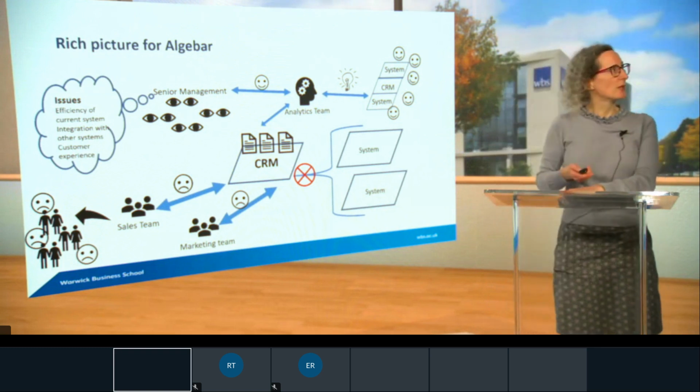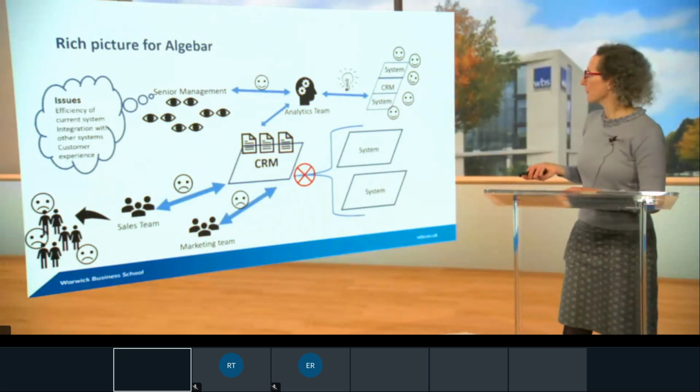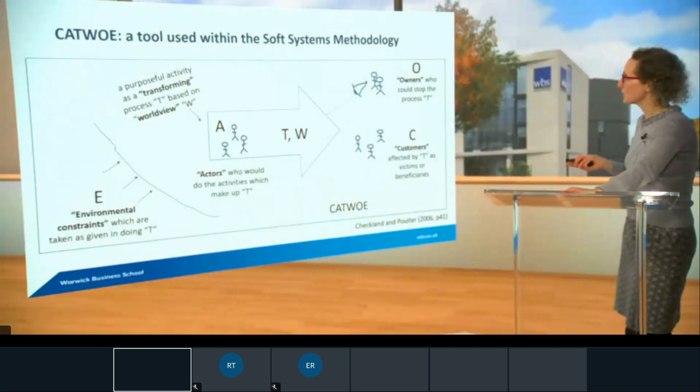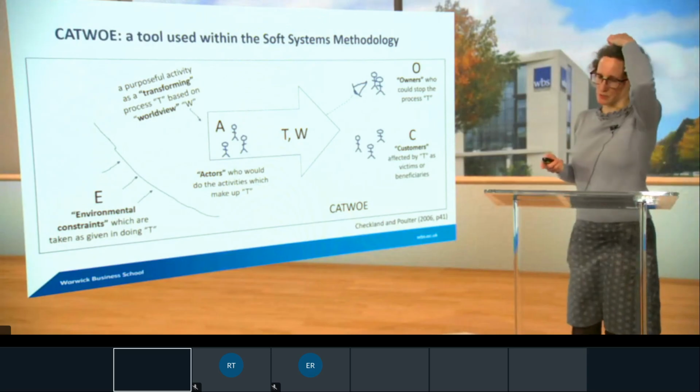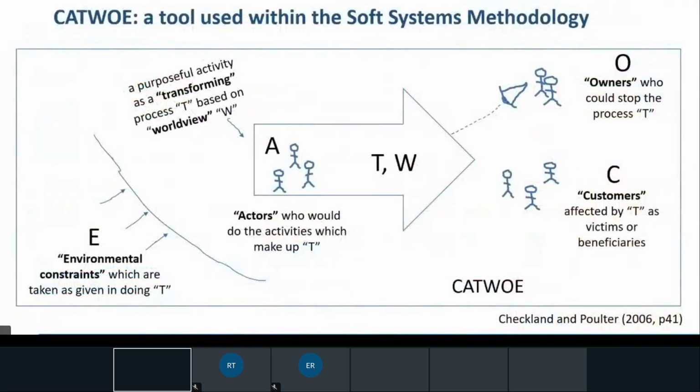Right, so stepping over into the conceptual world then. The CATWOE is another of the tools that's used within the soft systems methodology. It's used to help to define or to provide a definition of a system for which you're going to model the activity.